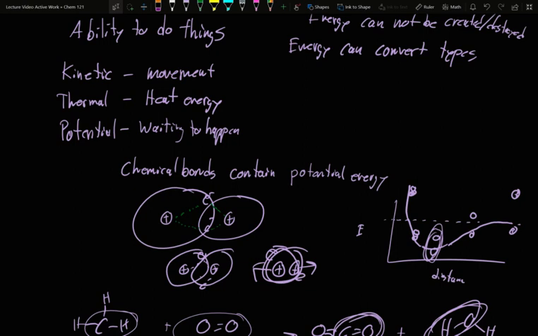Chemical bonds, those attractions between charges, as we reorganize atoms, they can get closer or further away, and that changes their potential. The closer they can get, the less potential they have, the more they must have given away to the rest of the universe. The further apart they are, the more potential they have, and so they must have stored it from the rest of the universe, waiting to release it.